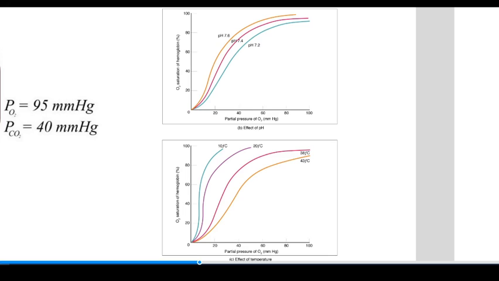Consider how these two curves together relate to exercise. What's exercise going to do to blood pH, and what's exercise going to do to body temperature? And how important is it to saturate your hemoglobin with oxygen when you're exercising?